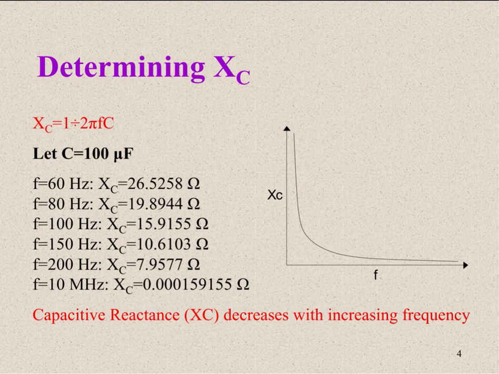Using that formula, for a 100 microfarad capacitor, micro is 10 to the minus 6, take the frequency from 60 hertz to 10 megahertz and then plot those results. What do you see? When the frequency is 0, the reactance is infinite. That's like DC. That's why capacitors on DC, they charge and then they block the DC. This is why. And then as you increase the frequency, the reactance then decreases.